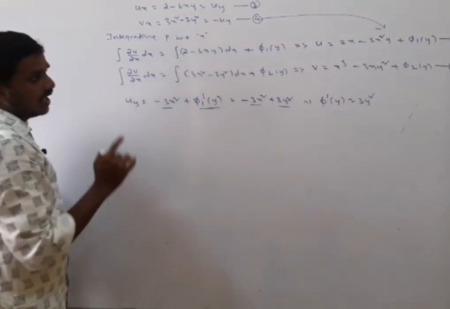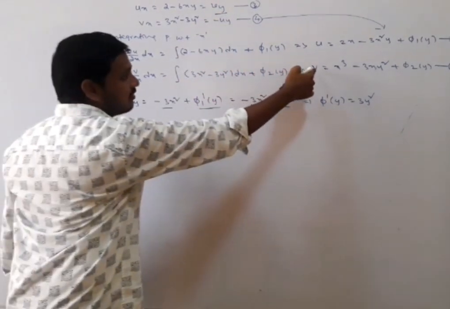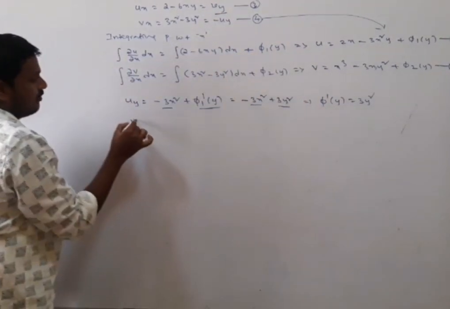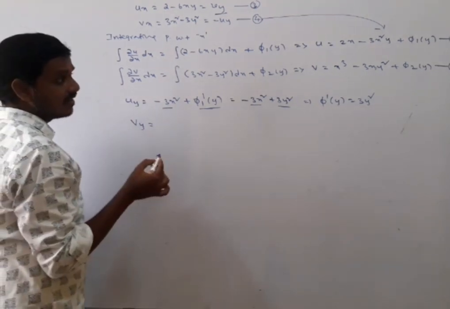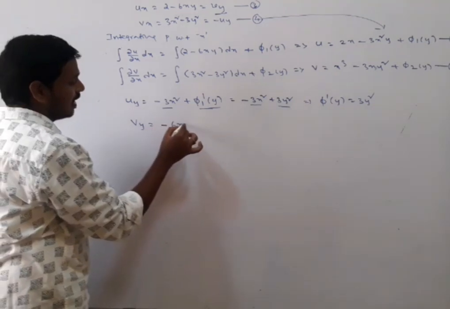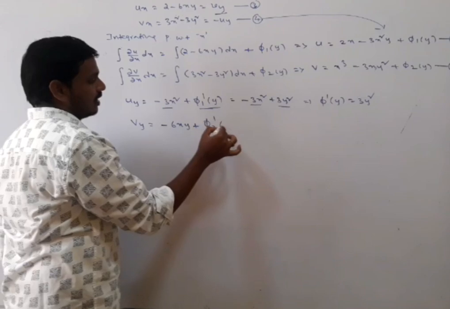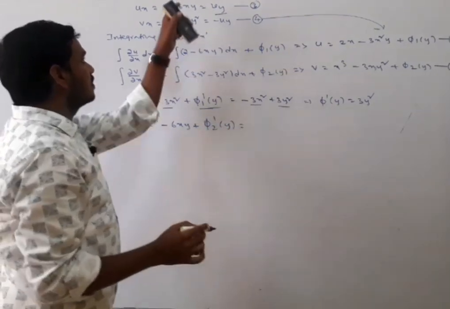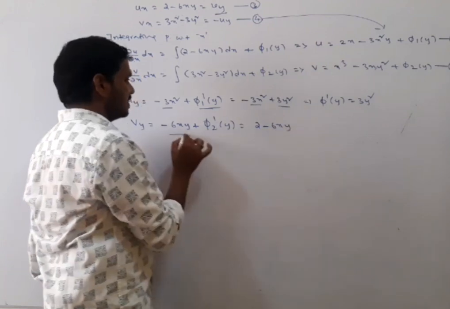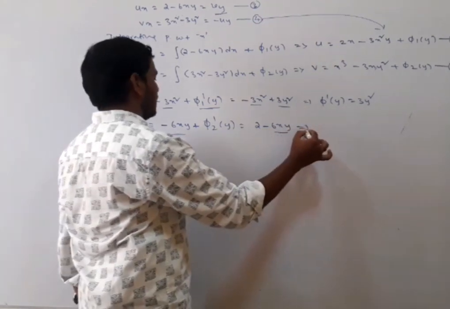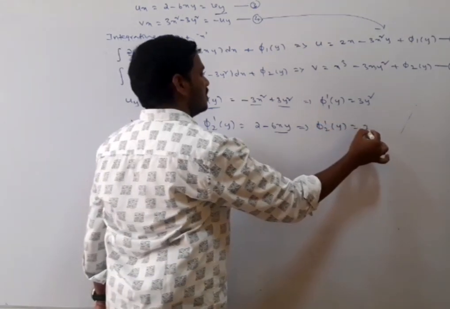In the same way, here we have vy. Now differentiating v partially with respect to y, vy is equal to x cube derivative is 0, minus 3xy square derivative is minus 6xy, plus pi 2 dash of y. But vy is equal to 2 minus 6xy. Minus 6xy is common. That implies pi 2 dash of y is equal to 2.